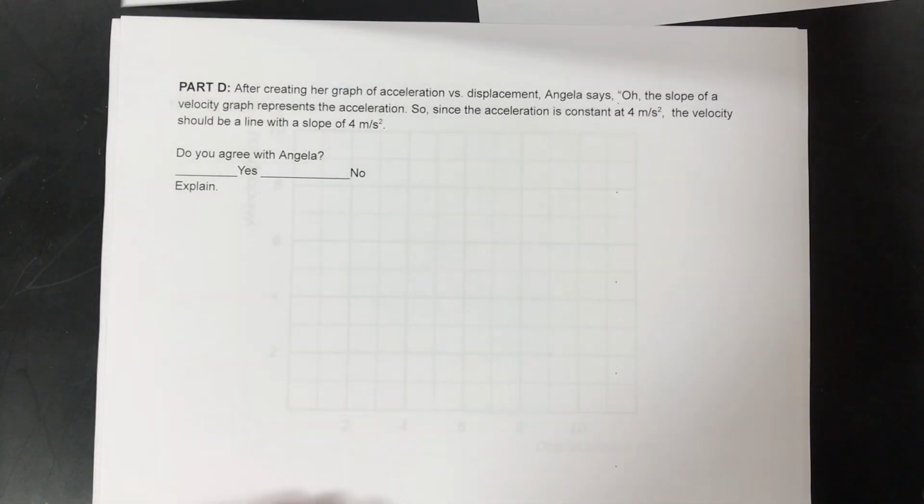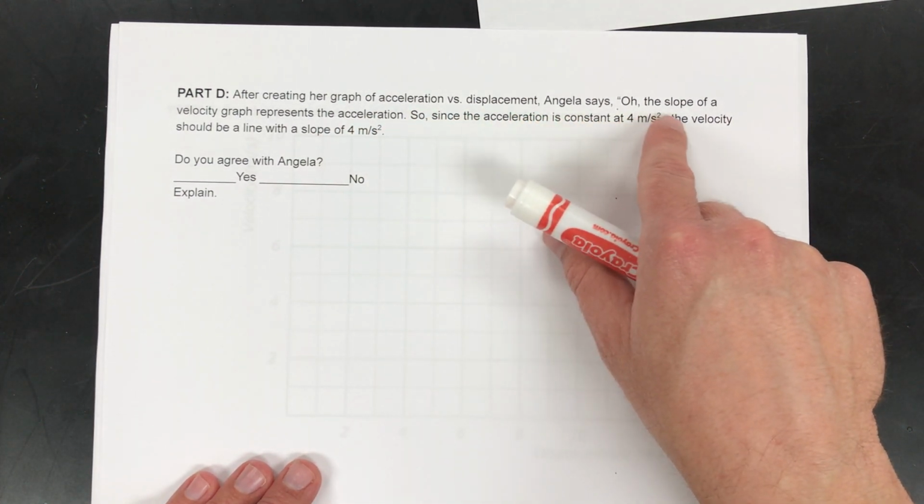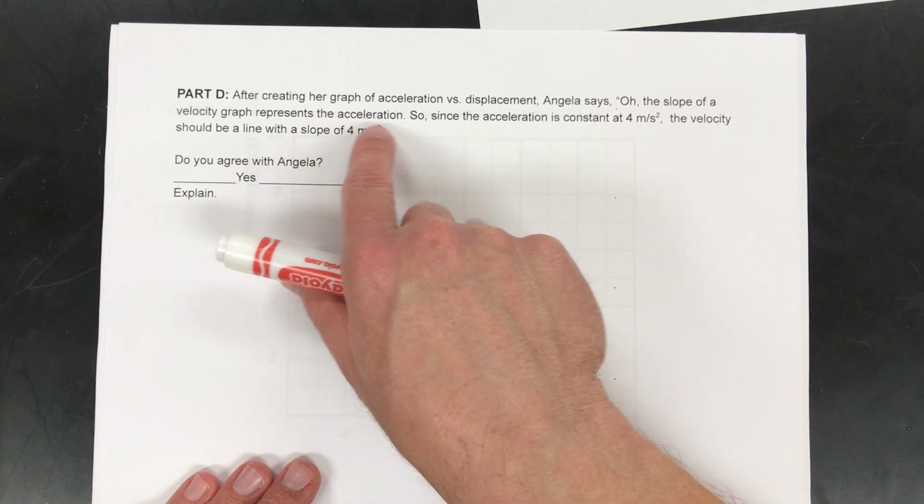So next part, they say, after creating her graph of acceleration versus displacement, Angela says, oh, the slope of a velocity graph represents the acceleration.